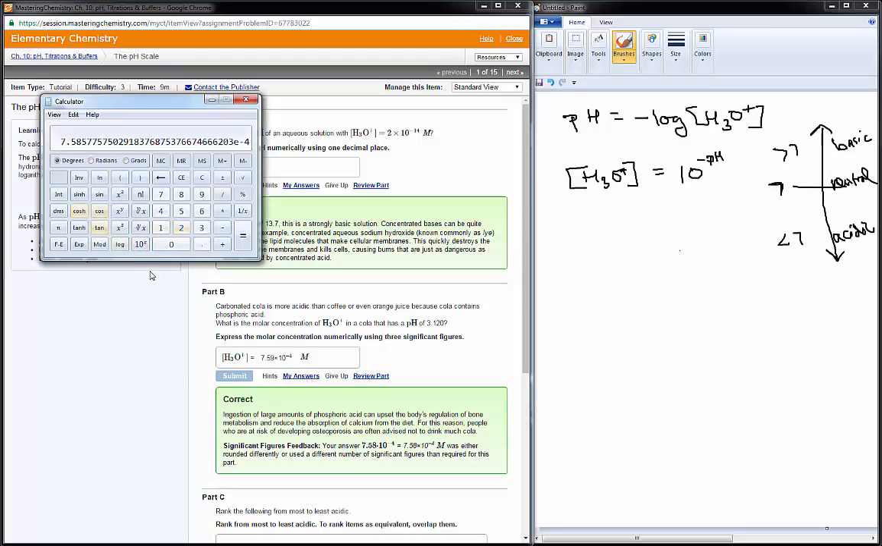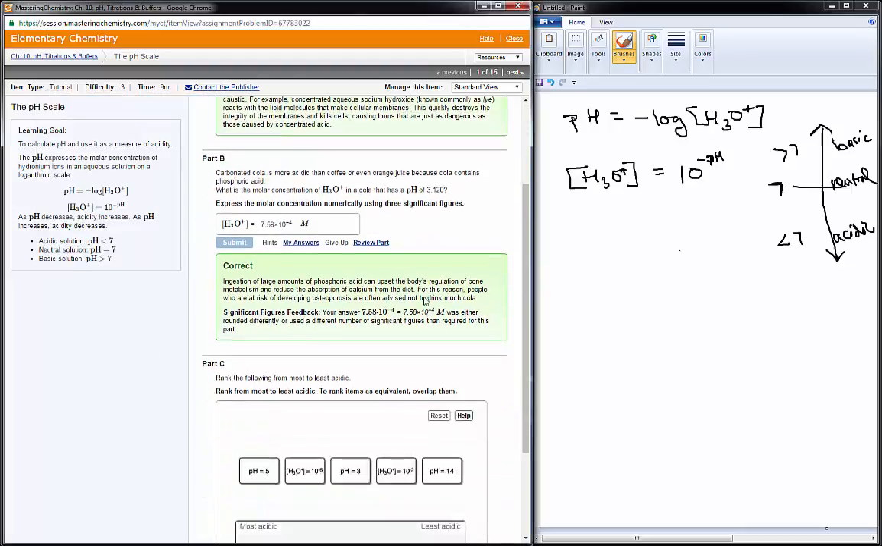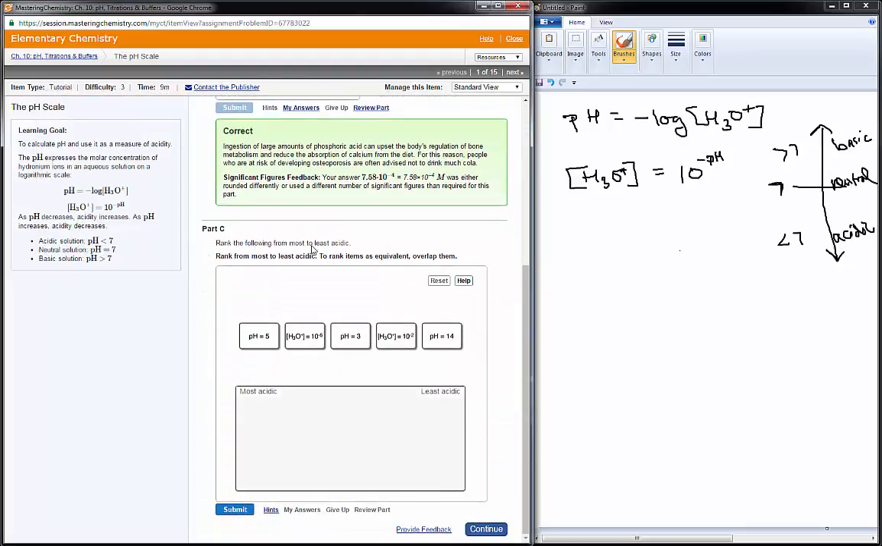That will ensure that you know how to use your calculator when you're at the test, and that's the important part. Okay, next part C, we're going to rank these from most to least acidic.